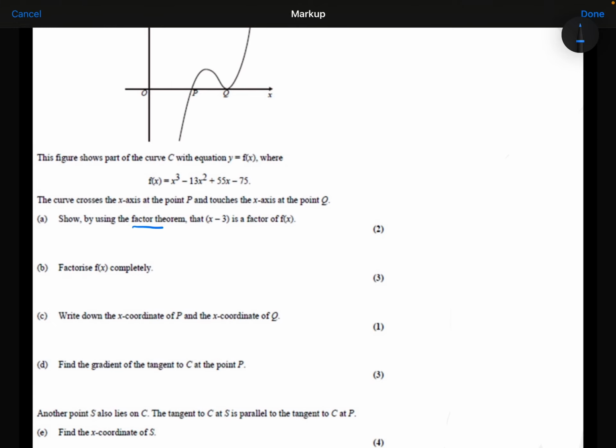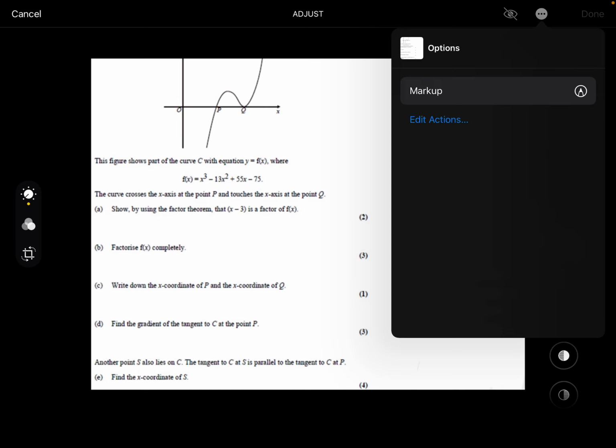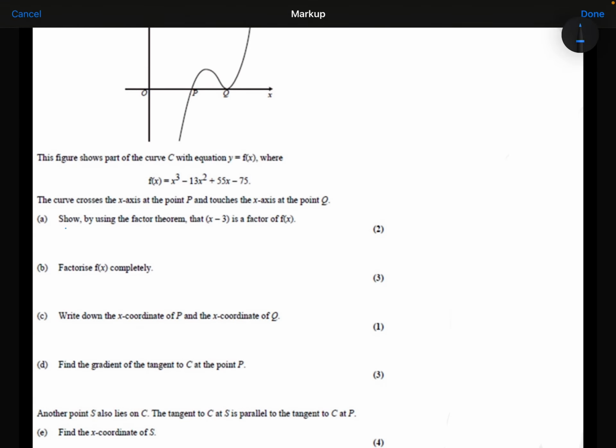So the factor theorem says that if f of a is equal to 0, then x minus a is a factor. So in this case, if I'm trying to show that x minus 3 is a factor, I want to show that f of 3 is equal to 0. So let's do that. Let's substitute 3 into our function.